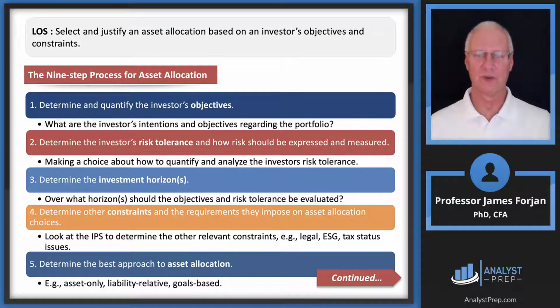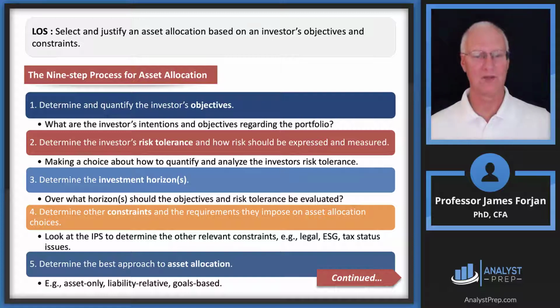Determine the investor's risk tolerance, how risk should be expressed and measured, right? Determine the investment horizon, and there's probably going to be some stages in there. This is what I said to you earlier. Whatever kind of constraints are there, including behavioral issues. Now, the Institute doesn't mention that in this reading, but sooner or later, there's going to be a combination of the behavioral issues thrown into that unique circumstance constraint.